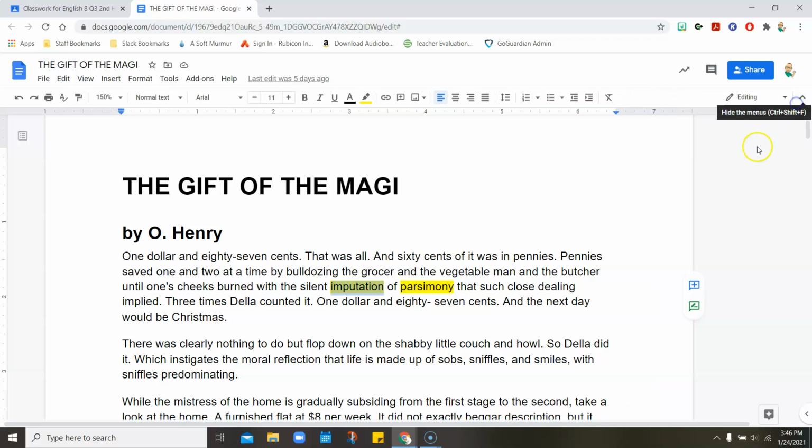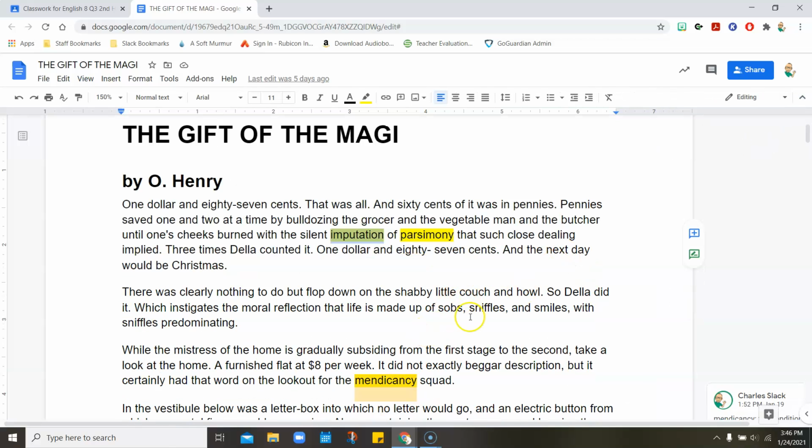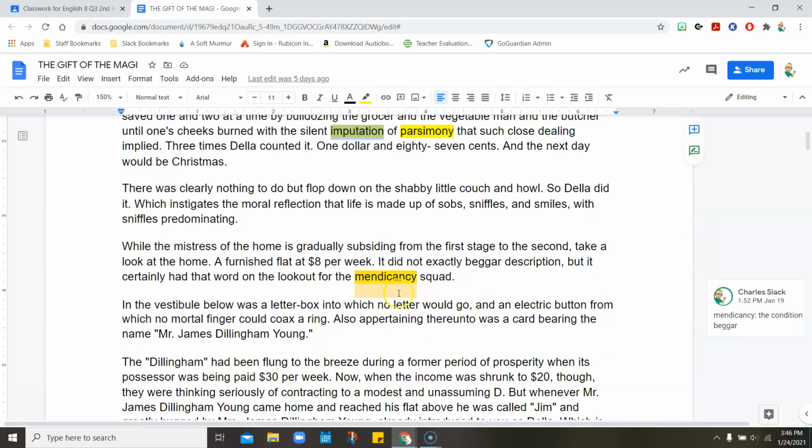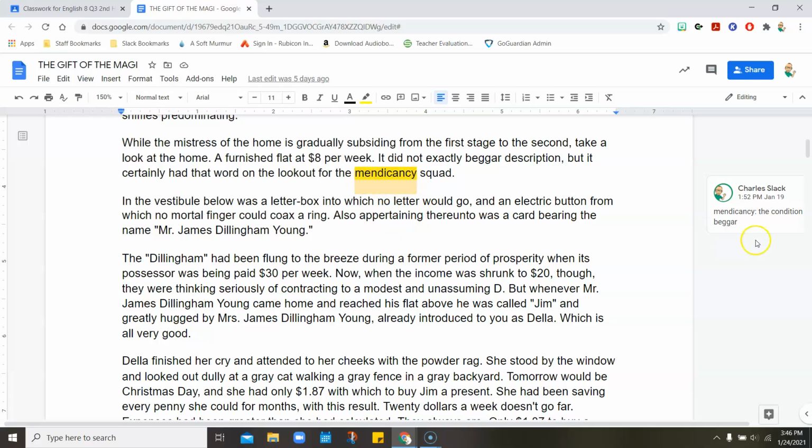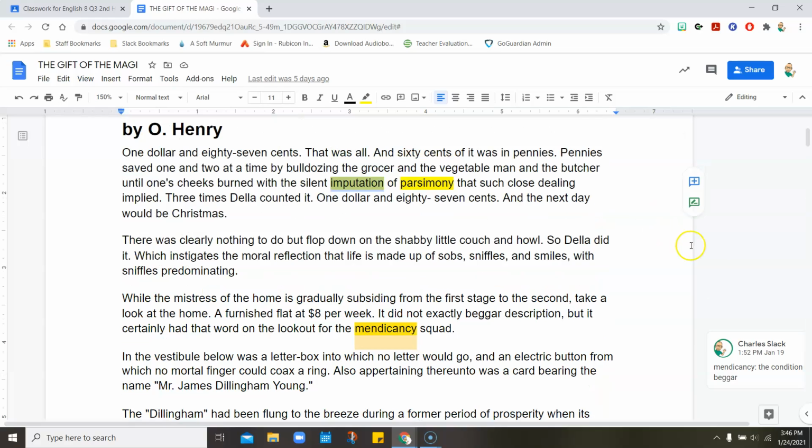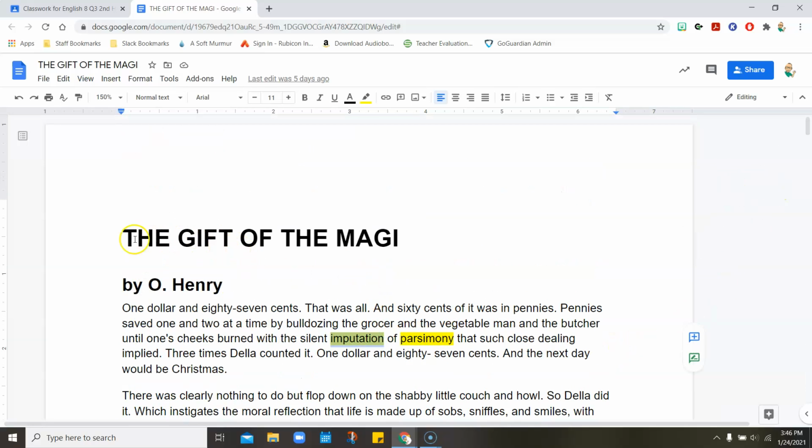Okay, and one of the things that I like to do, and I did an example right here, like the word mendicancy, what I did was I looked it up and I just wrote down the definition over here. So I highlighted it and then I clicked on add a comment. So that's a way for you to add comments to the side. So if you want to write down what the word imputation means, or parsimony, then you can write them over here on the side. Okay, so step one, read the story.